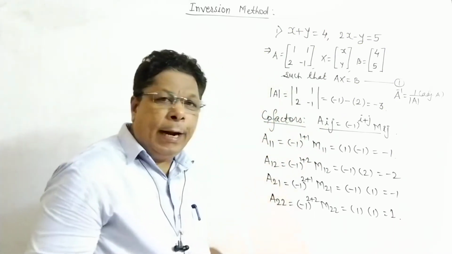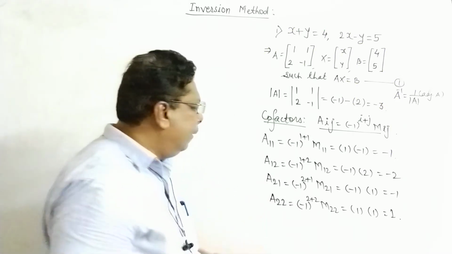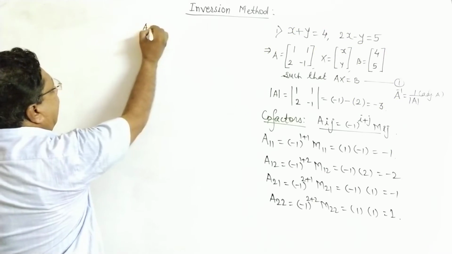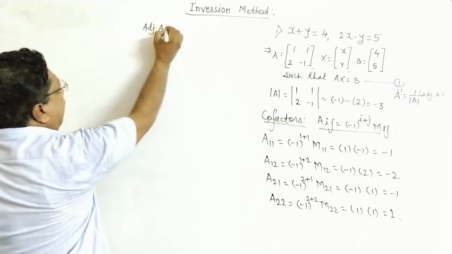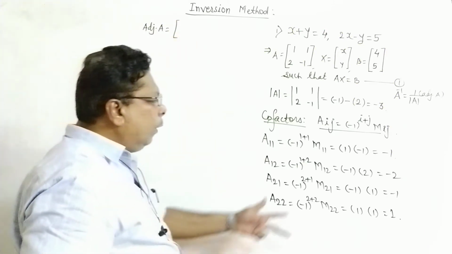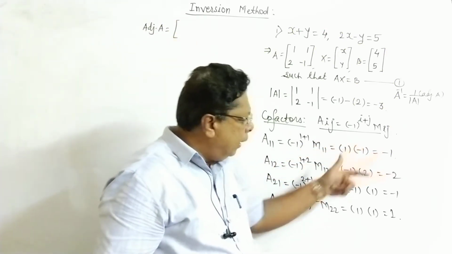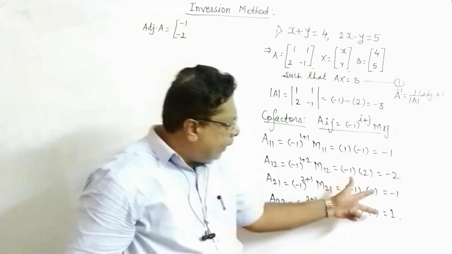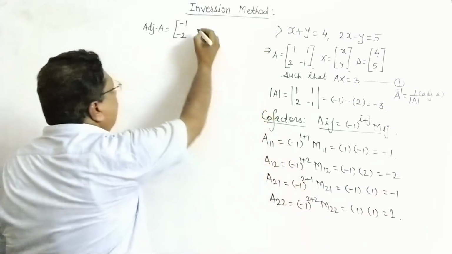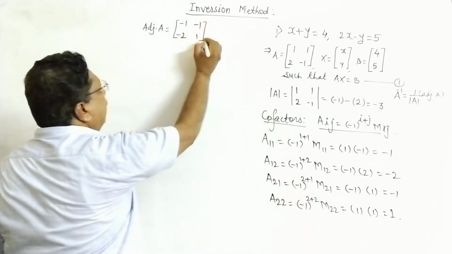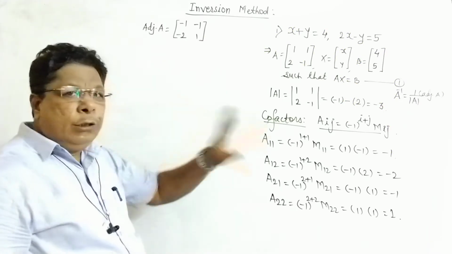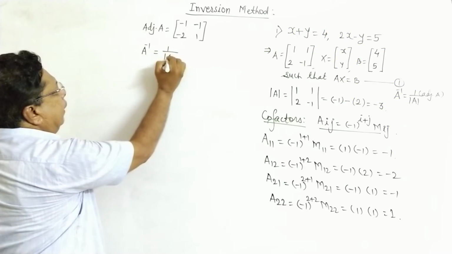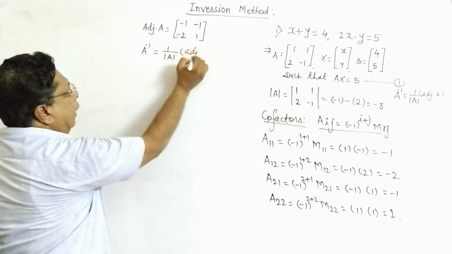From the cofactors we can write adjoint matrix A column wise. What is adjoint A? Adjoint A is equal to the first two elements in the first column, so minus 1, minus 2 in the first column. The next two elements in the second column, minus 1, 1. Okay, you will get adjoint A. Now use the formula: A inverse is equal to 1 upon determinant A into adjoint A.